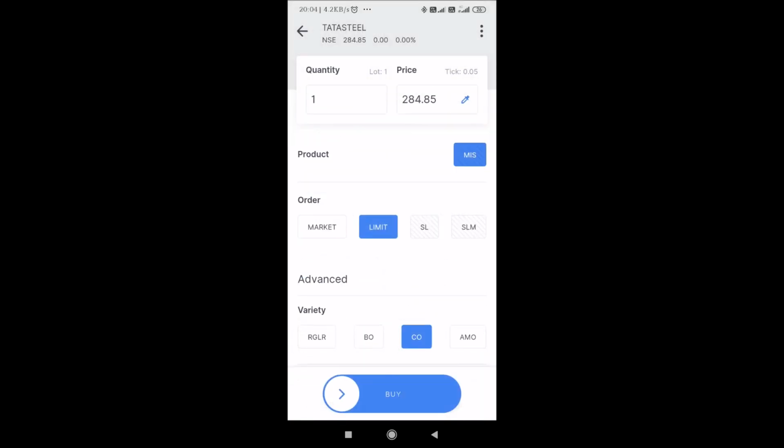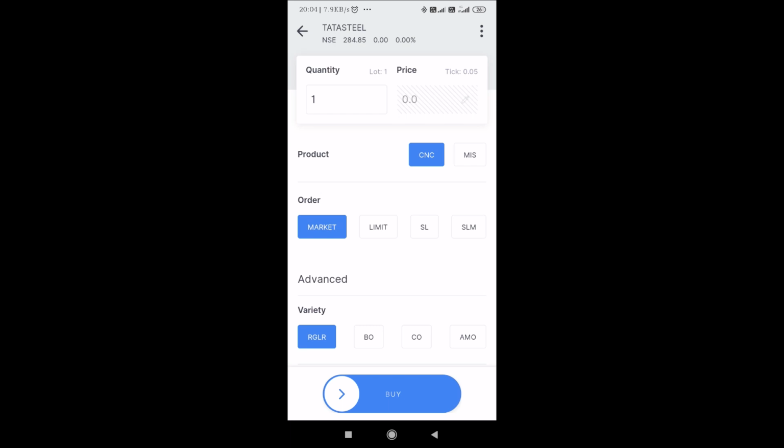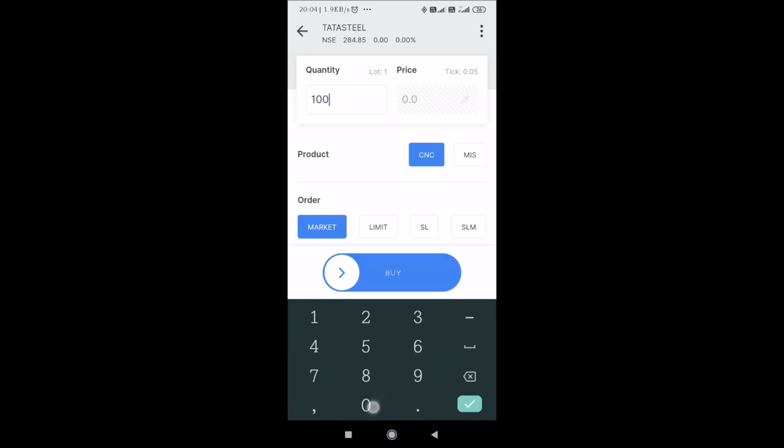So buy orders, everything is the same. Like market orders, firstly this is the normal one when you see it like this. I have already explained CNC and MIS. So do not get confused between CNC and NRML. NRML and CNC are almost the same. Okay, so there is CNC. I have shifted to CNC, which means the order will get executed at the market price, that is 284.85, if I am trying to buy 100 shares of Tata Steel.